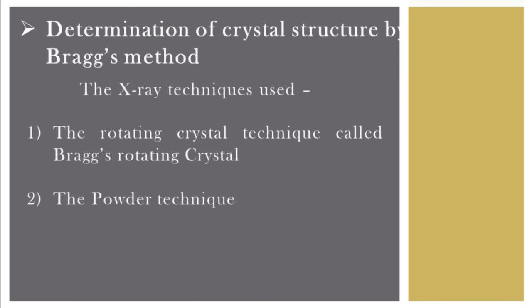Determination of crystal structure by Bragg's method. X-ray techniques are used for determination of crystal structure by Bragg's method. There are two types of techniques. The first technique is the rotating crystal technique. The second technique is the powder technique.